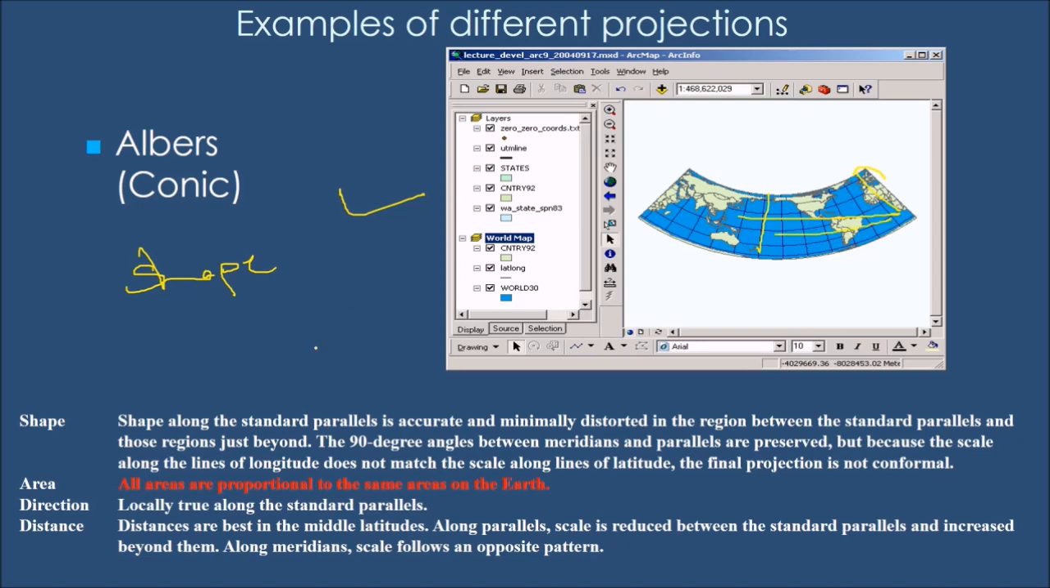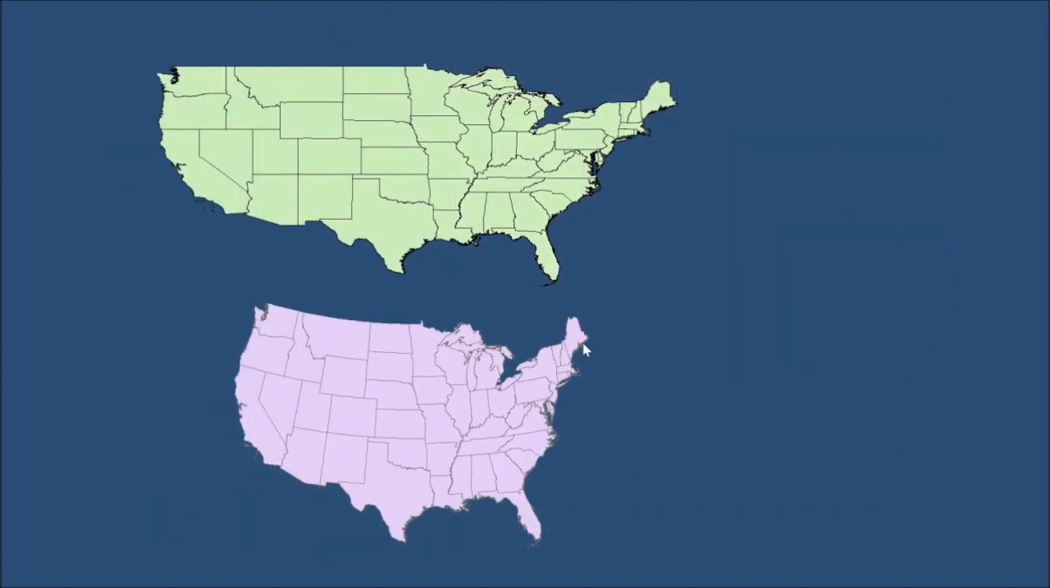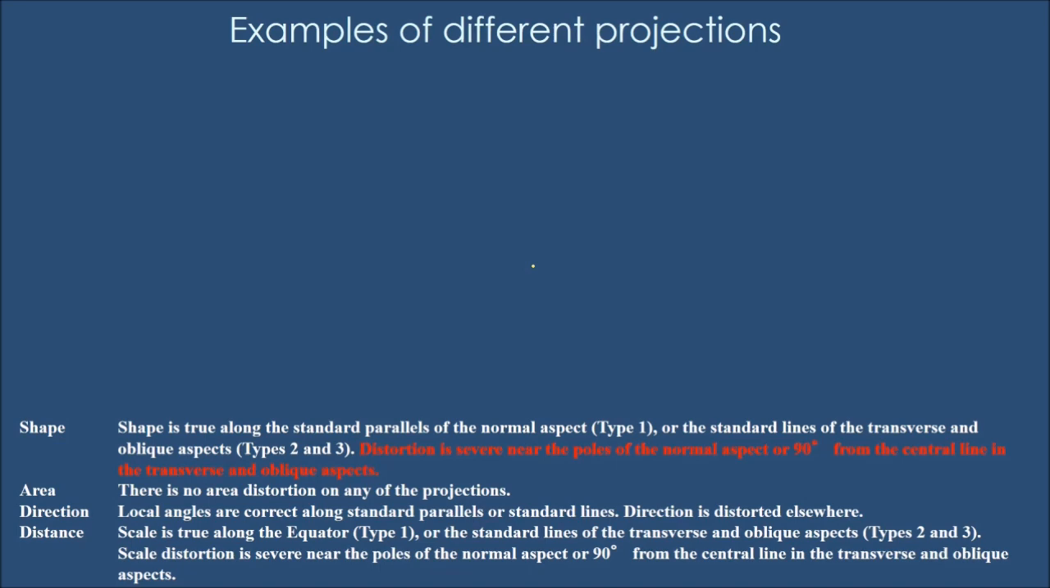All areas are proportional to the same areas on the earth. The direction, in this case of Albers, is locally true along the standard parallels. The distances are best in the middle latitudes. Along parallels, scale is reduced between the standard parallels and increased beyond them. Along meridians, scale follows an opposite pattern. This is the example. This is the result.